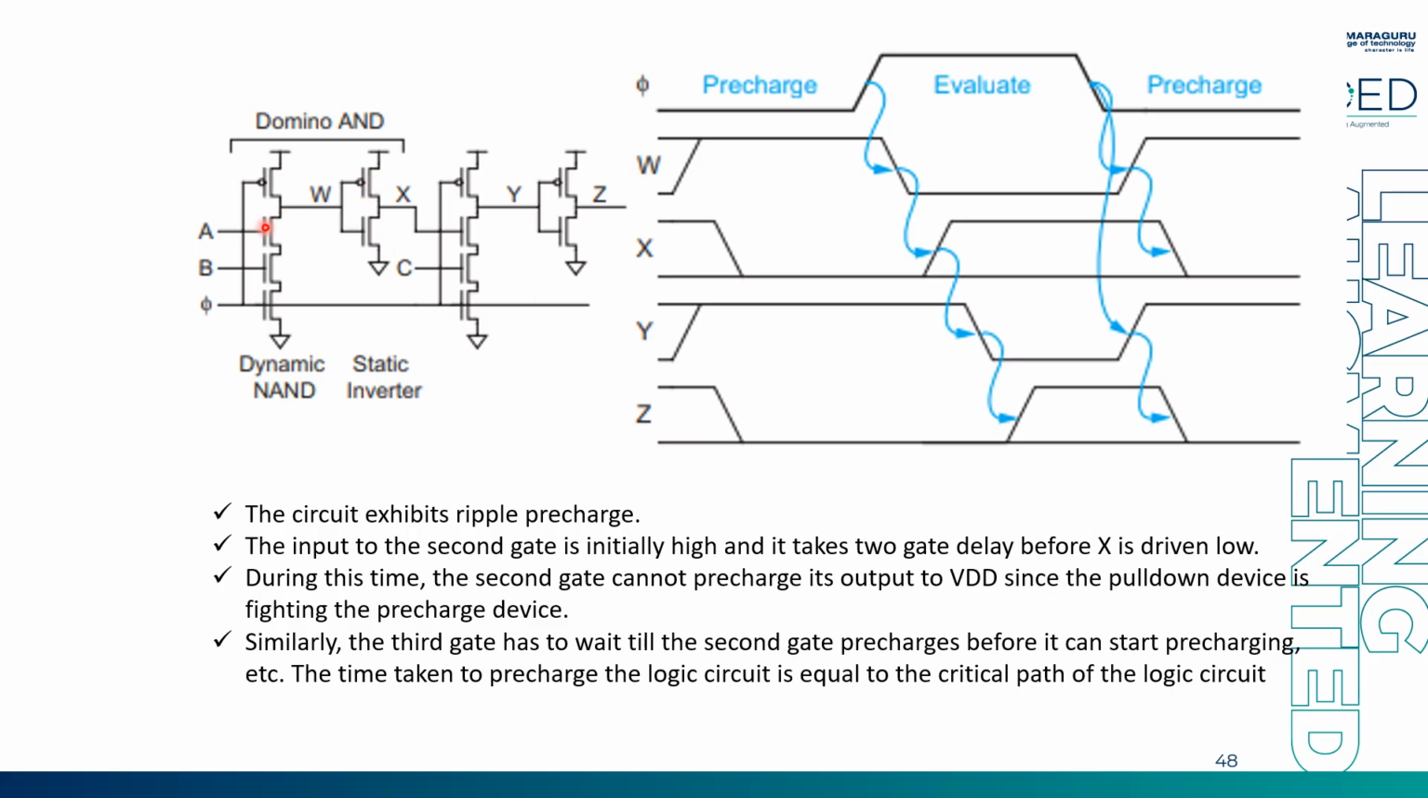So in the first stage there is a 2 gate delay, and then in the next stages the delay keeps increasing accordingly. Okay, so the third gate will have to wait until the second gate precharges, and then the fourth gate, and so on. So this is the time taken to precharge and evaluate the logic circuit. This delay will come into the critical path. The time taken to obtain the output, the critical path, will become lengthier.